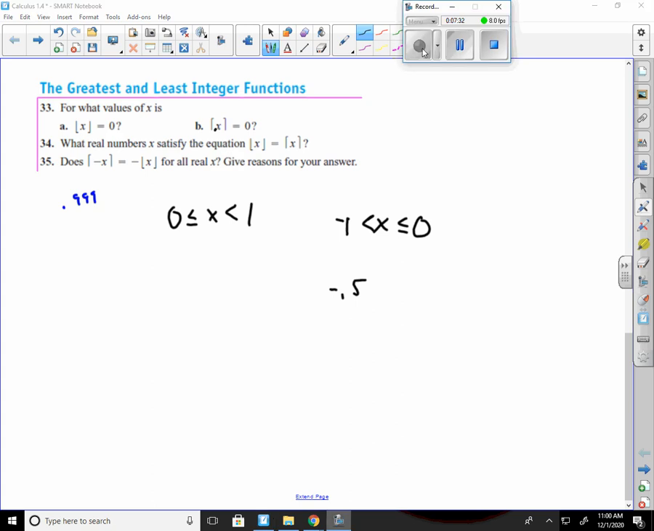All right, for number 34, what real numbers satisfy the equation where the floor function is equal to the ceiling function? And that's going to be only on integers. Because if I'm putting a floor function in of, say, 2, then 2 is my answer. If I put a ceiling function in on the same number, it's also going to be 2, because it's the integer value.